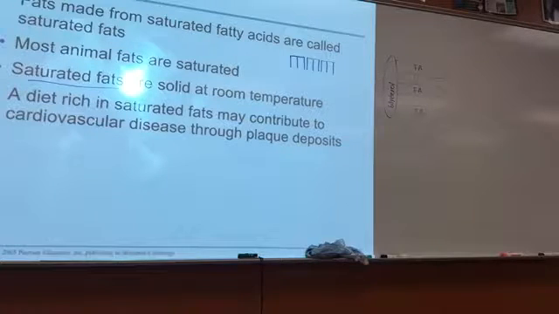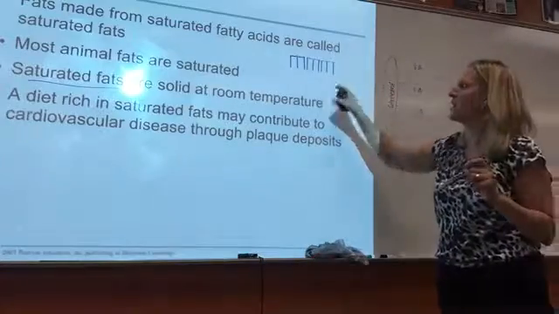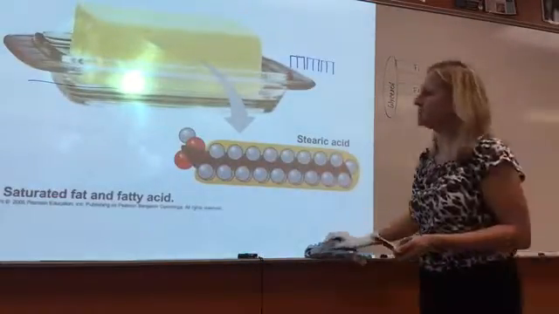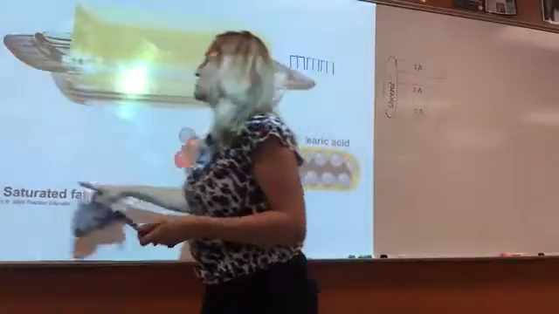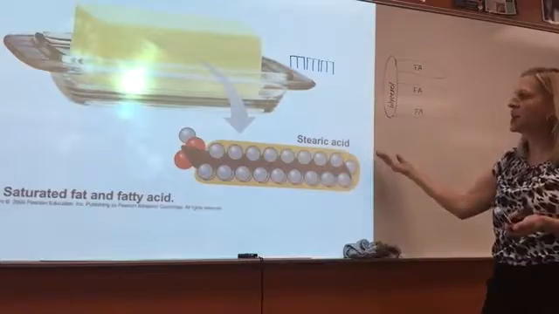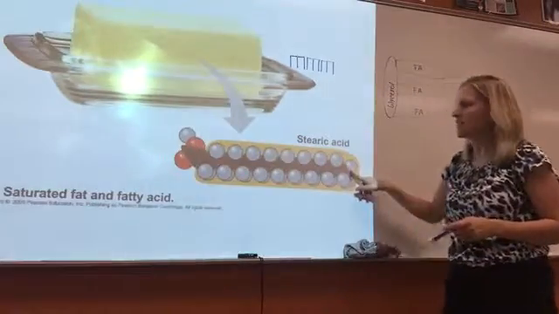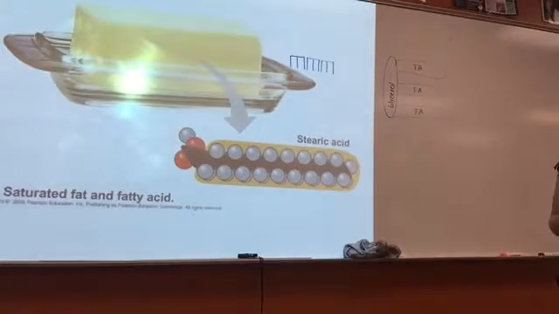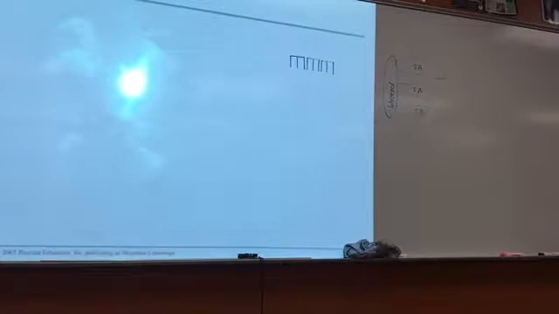Unsaturated fats do not have that same risk, and it has to do with their construction and the double bonds. So here's butter, which is an animal fat, solid at room temperature, and this is showing you a saturated fatty acid. This is a specific type. It's straight. There are no double bonds in here. So it's saturated with the maximum number of hydrogens.